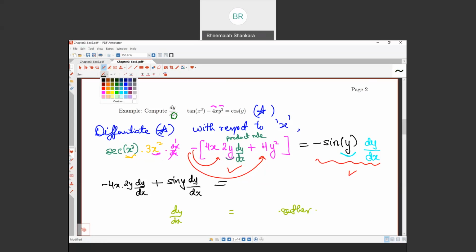I'm going to put a star mark in purple color. That's the first term and this term, these star terms. So let's move all these star terms to the right. So when we move it to the right, we have secant x cubed 3x squared. It's a positive term, but when you move it to the right, it becomes negative. And you have a 4y squared with a negative term. So when you move it to the right, it becomes positive.